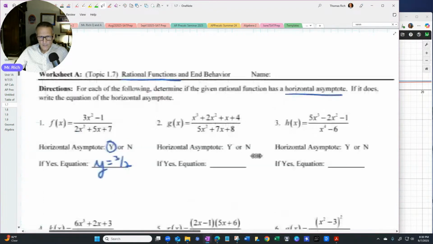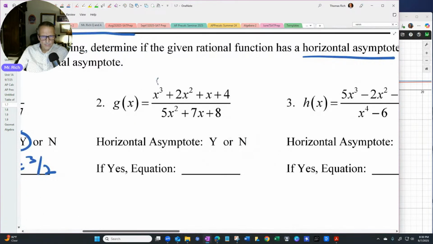All right, now let's go and do some more of these. This one right here, my highest degree term on the top is an x to the third, and the highest in the bottom is x squared. So this means that you do not have a horizontal asymptote. If the degree is bigger on the top than on the bottom, no horizontal asymptote.